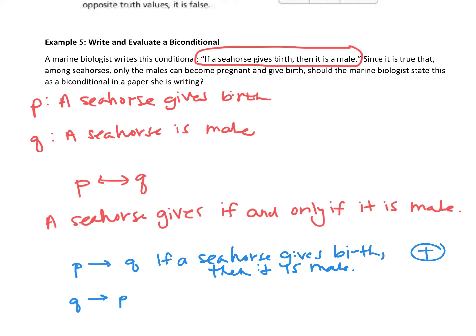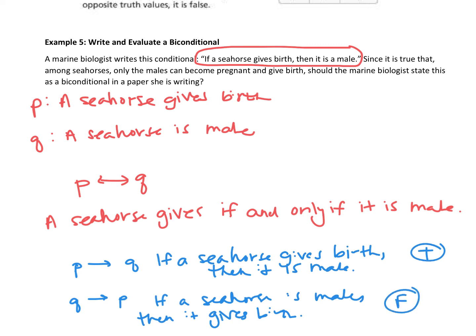But let's look at the converse of that. If we reverse it, so if a seahorse is male, then it gives birth. Is this true or false? Well, this is saying if a seahorse is male, so we find a male seahorse, then it gives birth. Well, only male seahorses that have mated will actually give birth. So not every single male seahorse is giving birth. So the converse is false.